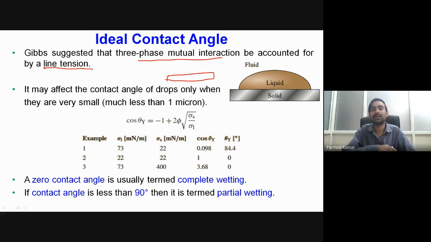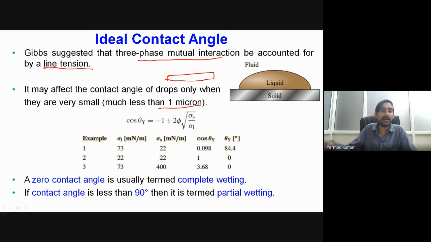However, later on, after Gibbs proposed this idea, it was found that only when the length scale of the droplet is less than 1 micron does this type of molecular activity become prominent and the line tension become necessary. On the engineering length scale, all the droplets are millimeter sized in diameter, which is far greater than micron sized droplets. So this line tension need not be included for our engineering applications.